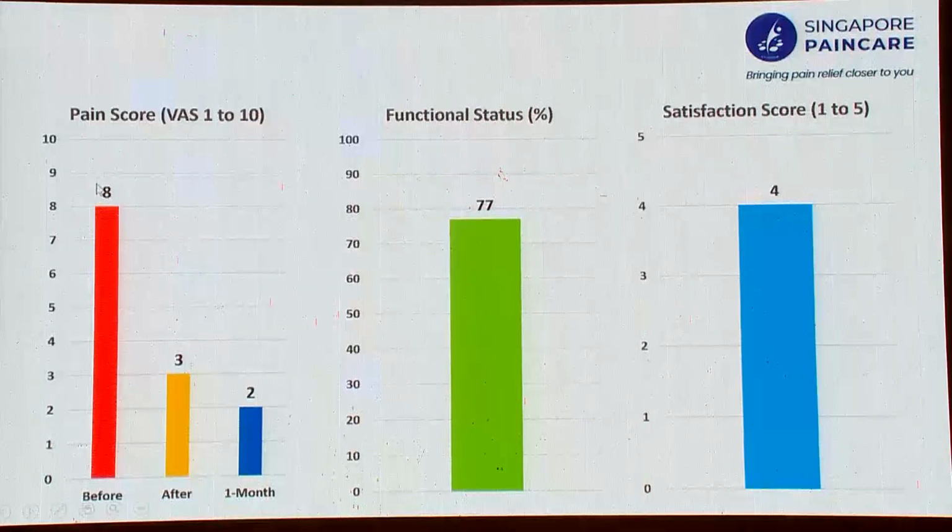And then after treatment with annuloplasty, immediately on day 1, the pain will drop to 3 out of 10. At the end of 1 month, it will be maintaining at about 2 out of 10. And their functional status, they actually improve functionally up to 70%, and they have a satisfaction score of 4 out of 5.